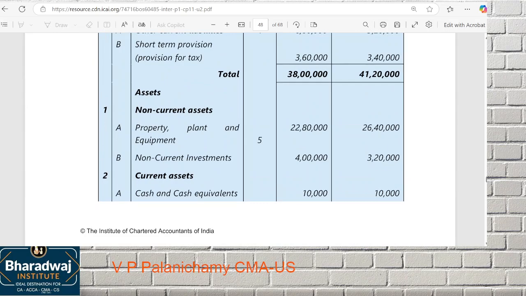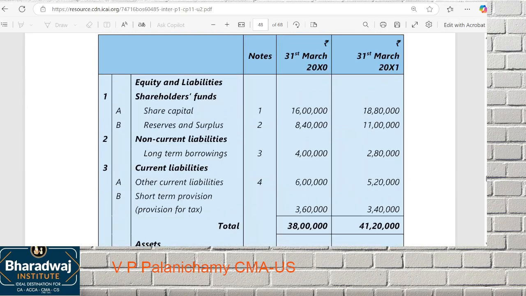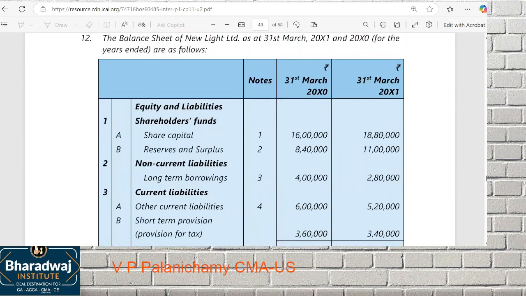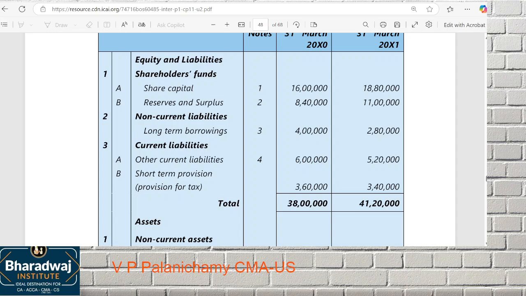Then for any current liability, cash and cash equivalent is our final answer. Then current liability: increase or decrease in current liability.